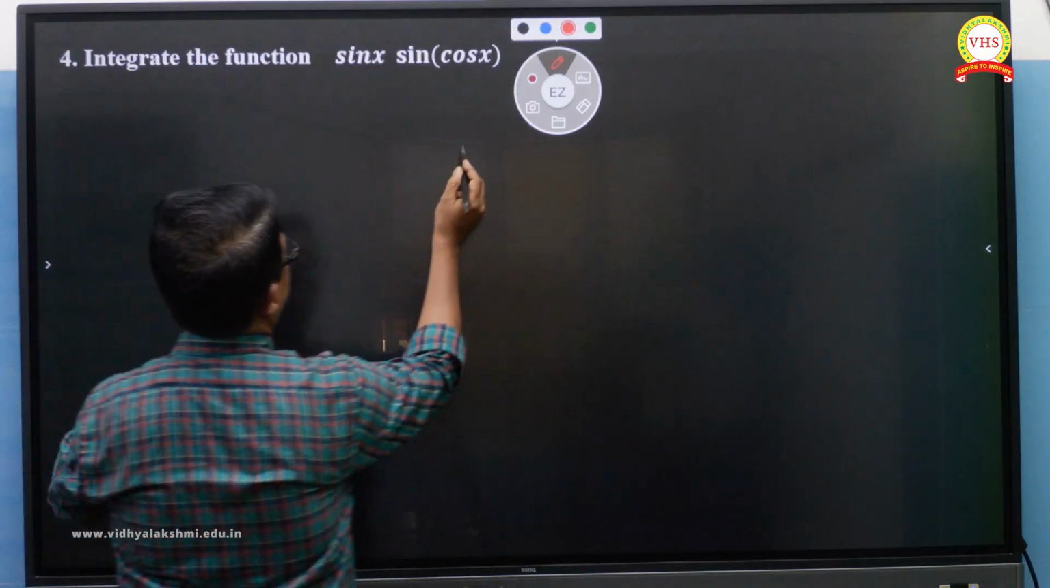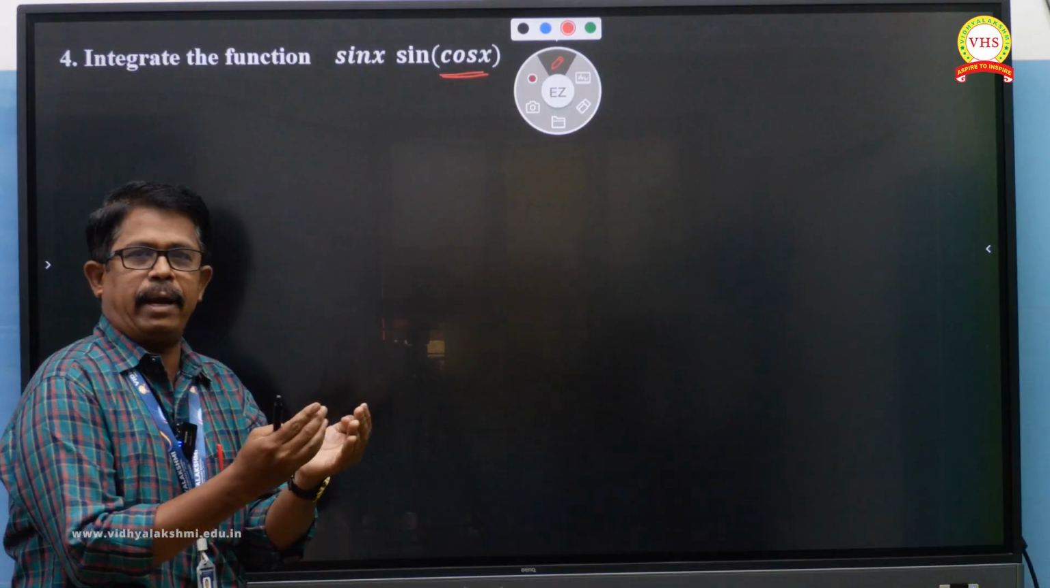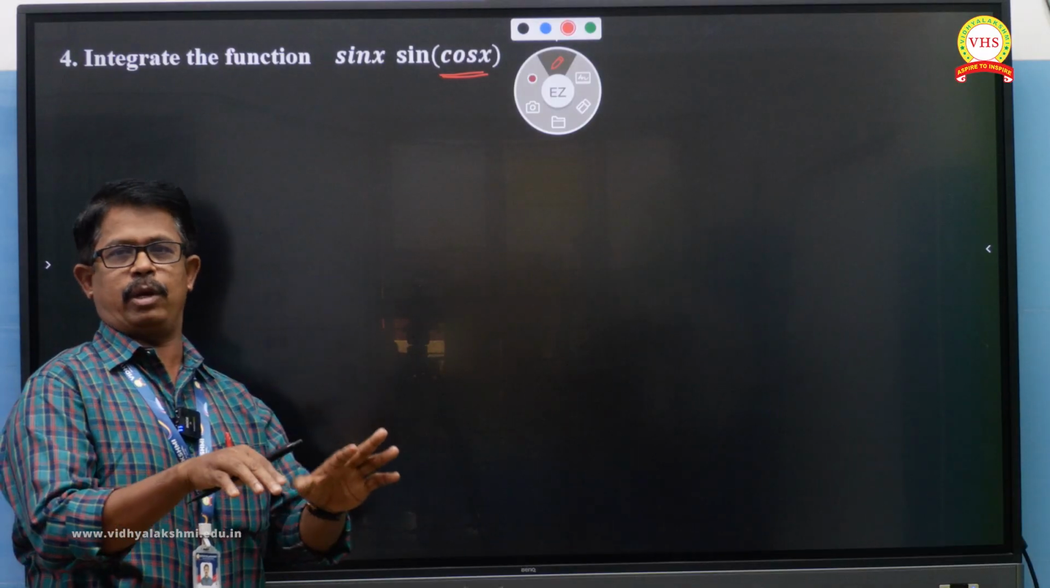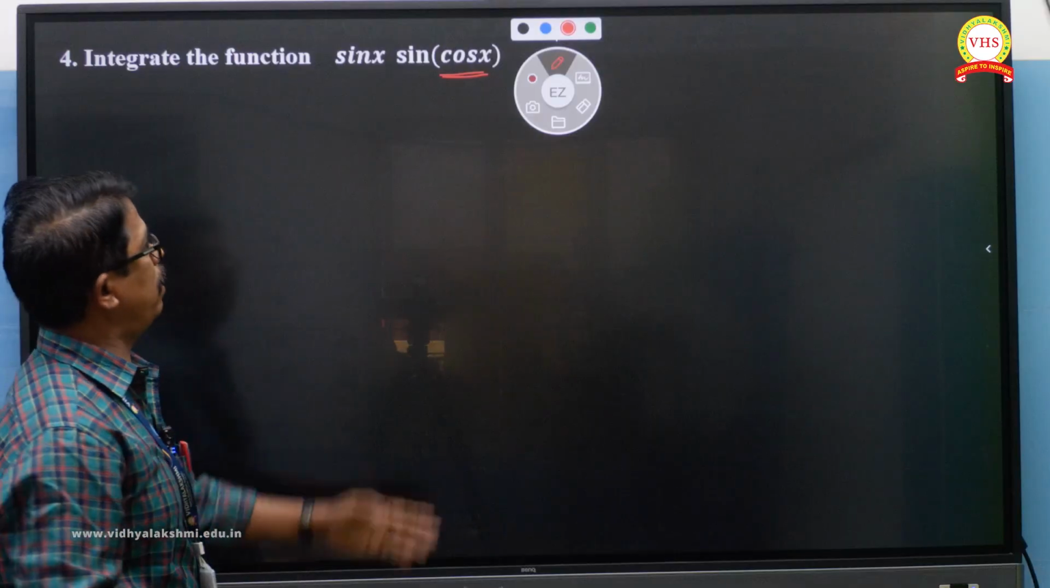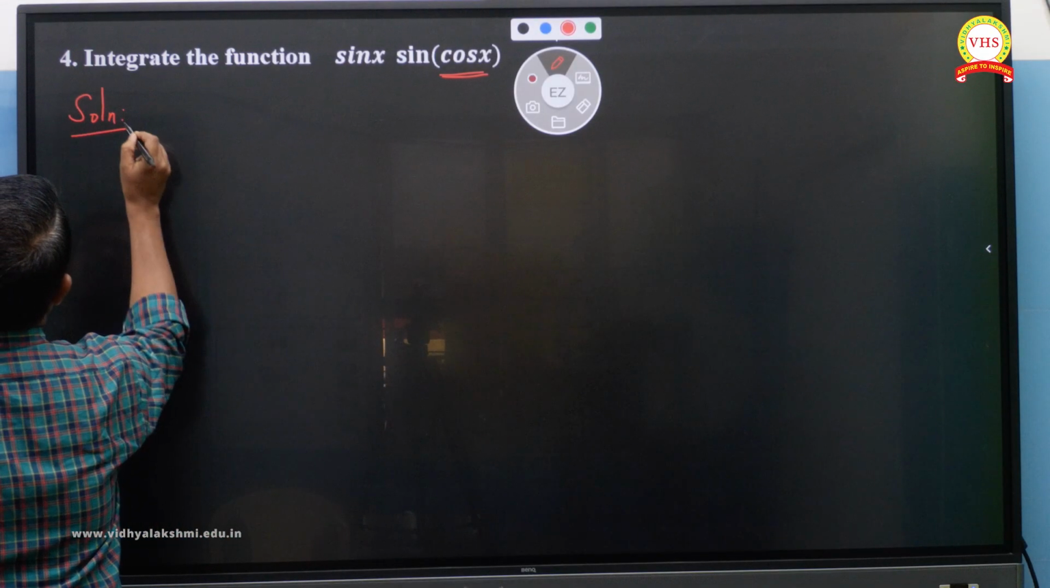What is in the bracket? Within the bracket, there are some terms of cos x. The value within the bracket, within the function, you are going to assign as the alternate variable. Now we assign the alternate variable as t here. The solution of question number 4.